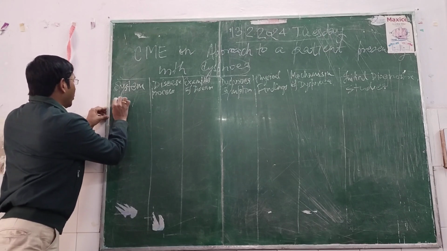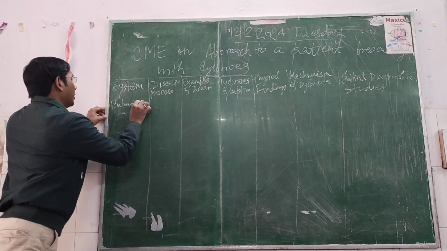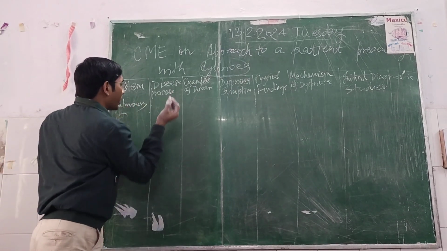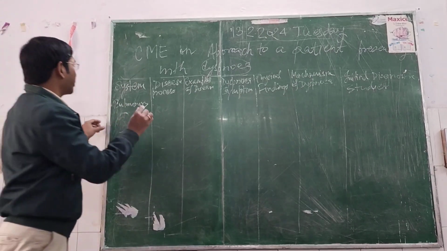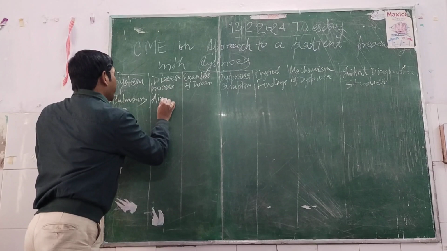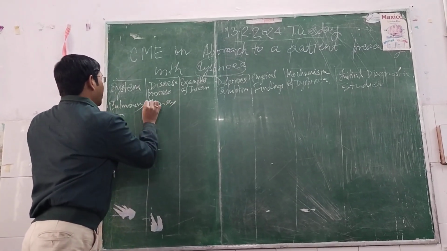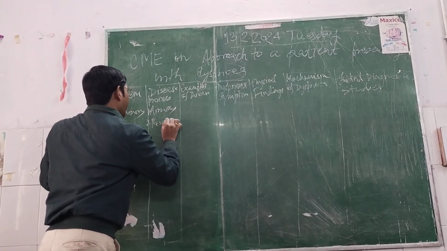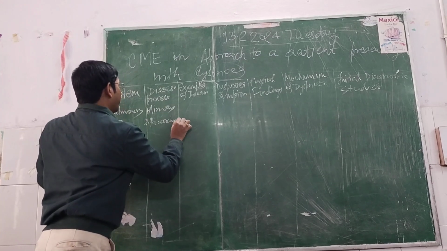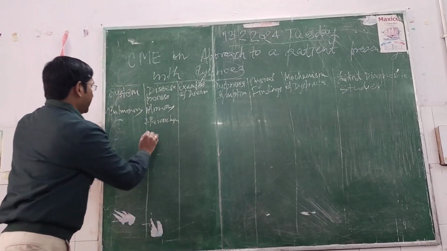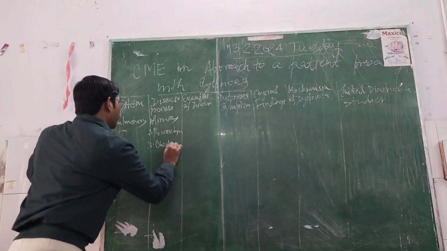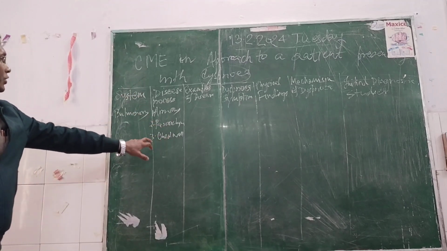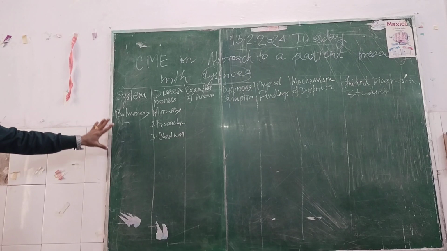I have already described: there was pulmonary, and under pulmonary there were three places of disease processes. Number one was airway, number two was parenchymal lung diseases, and number three was chest wall disease. Airway diseases, parenchymal diseases, and chest wall diseases. This was under pulmonary.